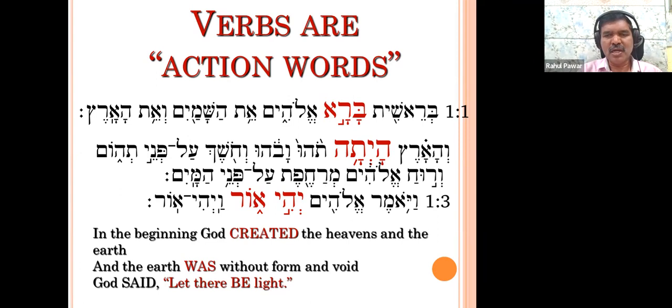So in all these, the red color ones are all verbs and these are action words. For example, bara, he created. Hayeta, and the earth was without form. Yehi or, let there be light. So we are going to study a different kind of verb.